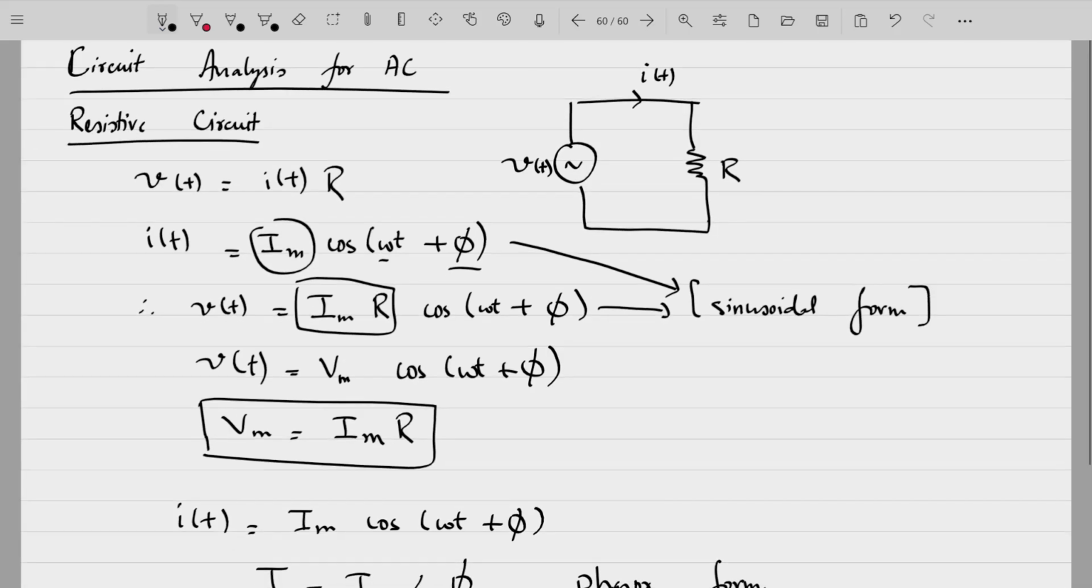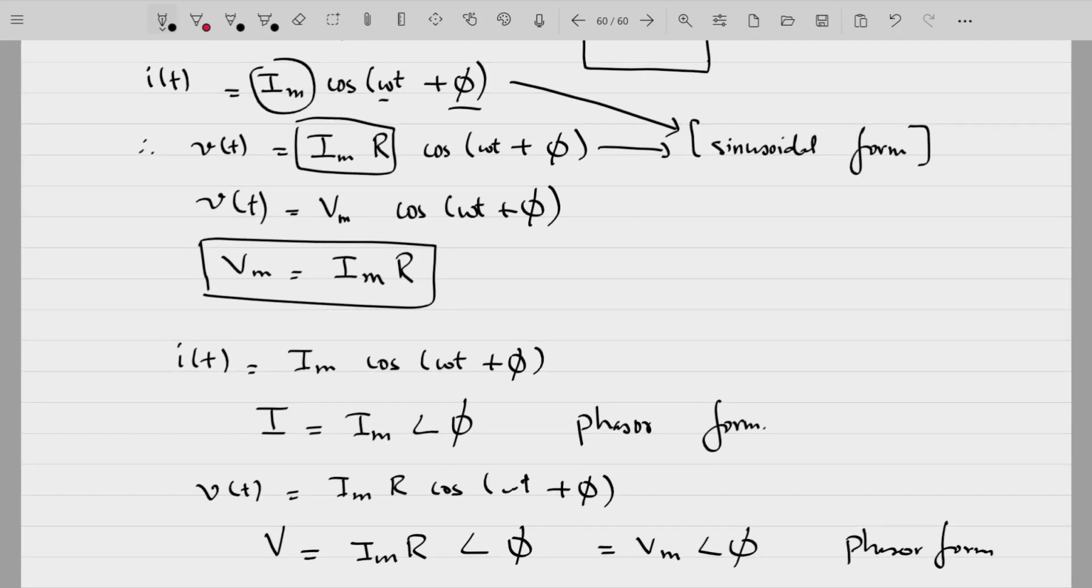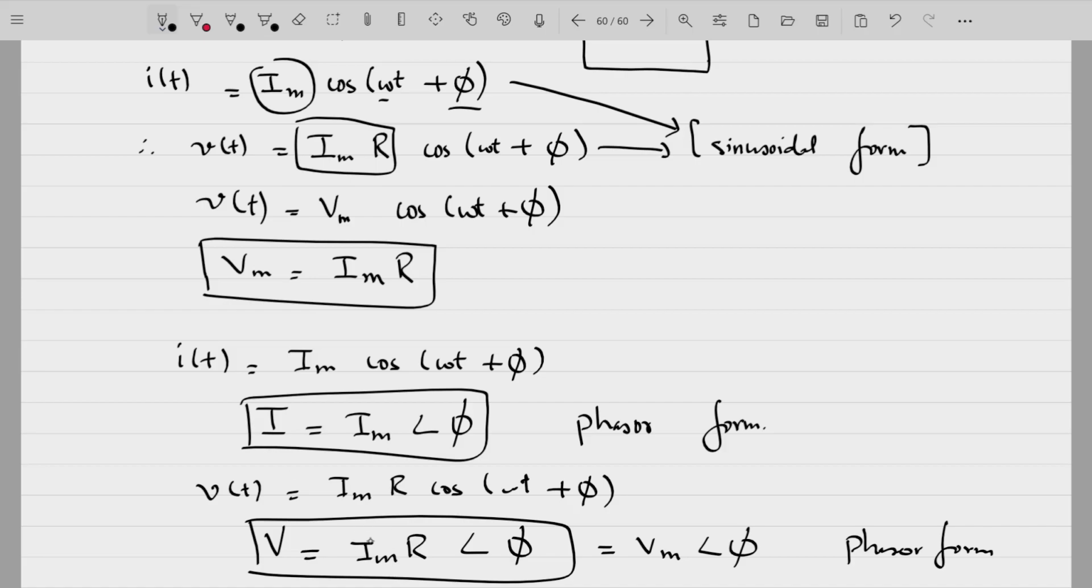So we have the sinusoidal form of voltage and current for a resistive circuit. We have also the phasor form of voltage and current for the same resistive circuit. V is equal to Im R angle phi. Since I is equal to Im angle phi, we can replace it here and show therefore V is equal to simply capital I into R.